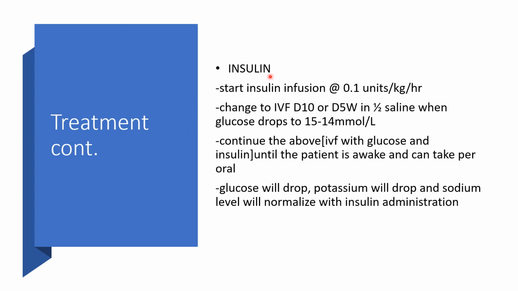Now, what is the role of insulin in DKA? We must start insulin infusion at the rate of 0.1 units per kilogram per hour. We will change to IV fluid D10 or D5 in half saline when glucose drops to 15 down to 14 millimoles per liter. Then we'll continue the IV fluid D10 or D5 once the glucose is at this level, until the patient is awake, until he or she can taper, or we'll continue with this.